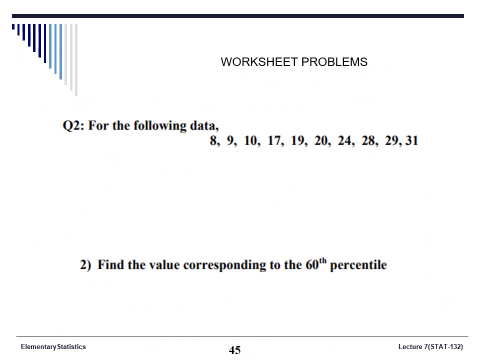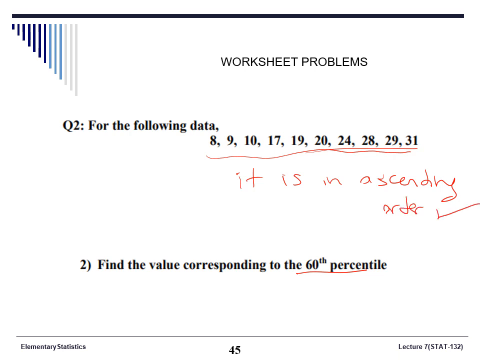Now let's solve this problem. It says, for the following data, find the value corresponding to the 60th percentile. First you check if it is in order. It's ordered, yeah, it's in ascending order. This is nice, so you don't have to do the ordering. So how can you find the 60th percentile? You look at how many numbers there are: 1, 2, 3, 4, 5, 6, 7, 8, 9, 10. 10 numbers.